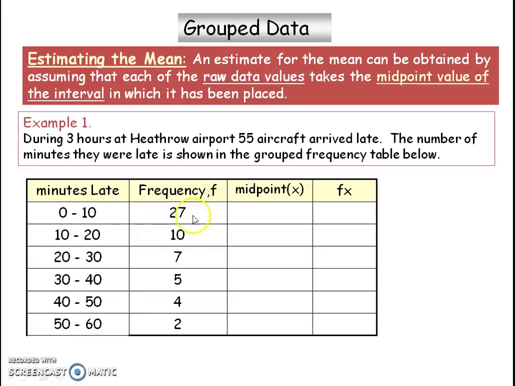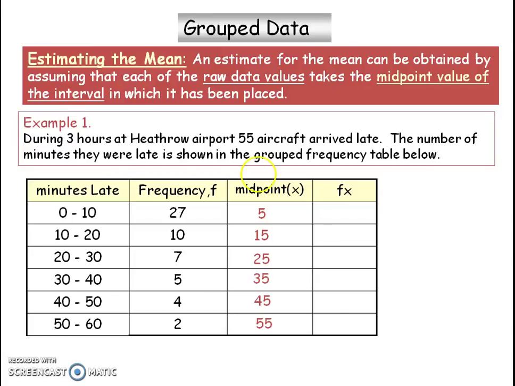Now these midpoints can be calculated by adding the minimum and the maximum of the class interval and dividing by 2. So 0 plus 10 divided by 2, my midpoint will be 5. And similarly 10 plus 20 divided by 2, my midpoint will be 15. In this way, we need to calculate the midpoint for all these class intervals. So next 15, then we will calculate 25, then 35, 45 and 55.